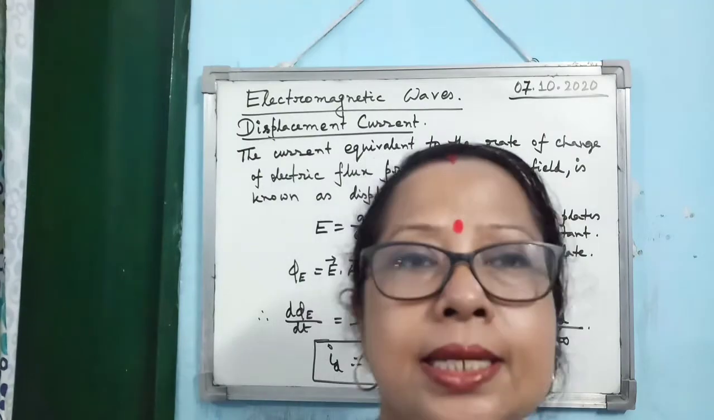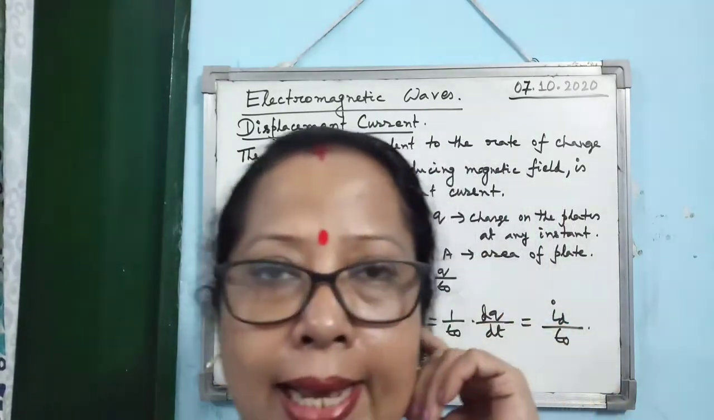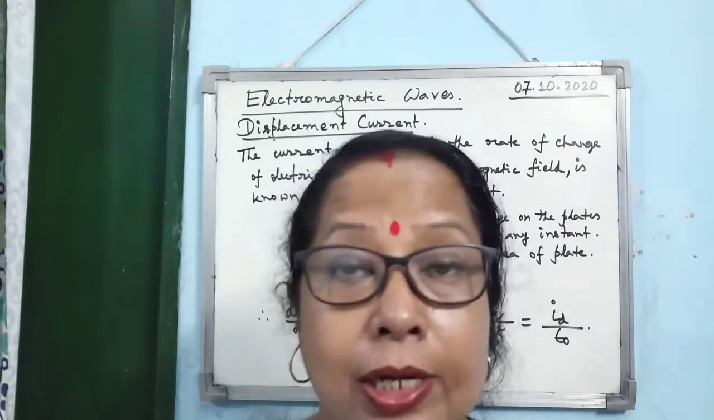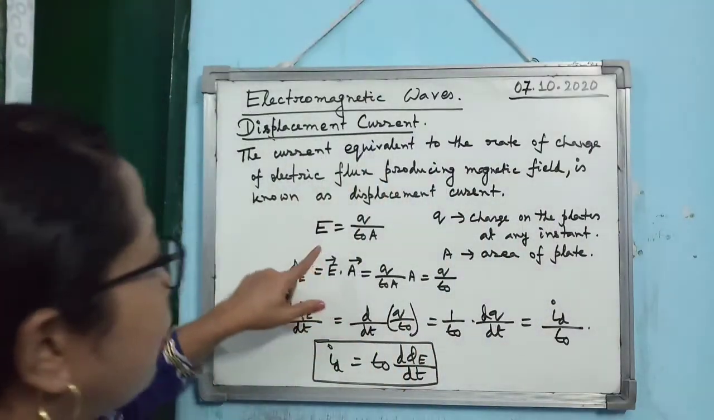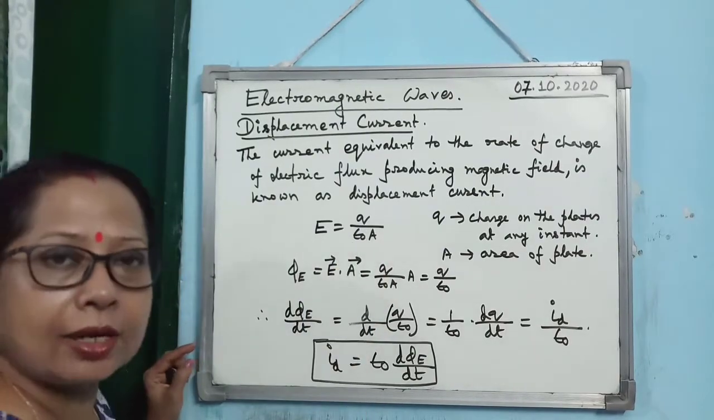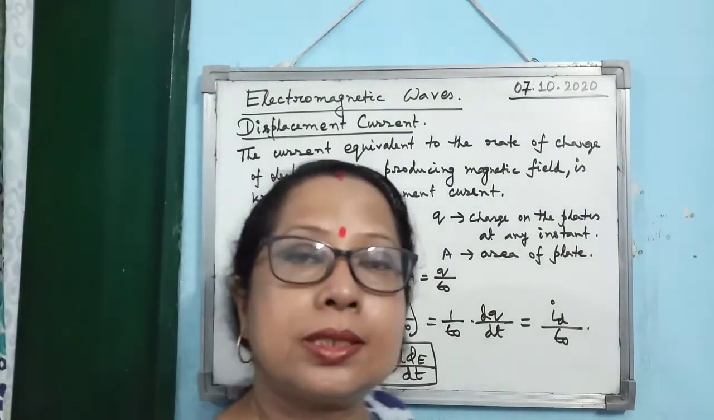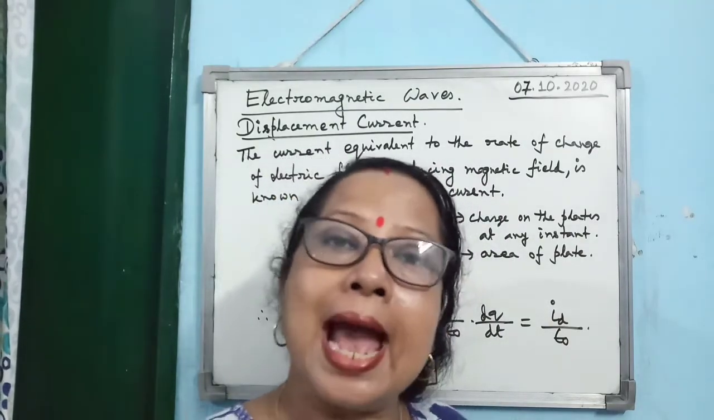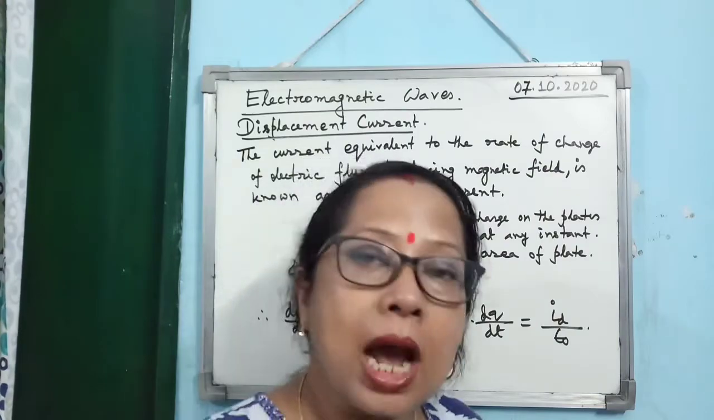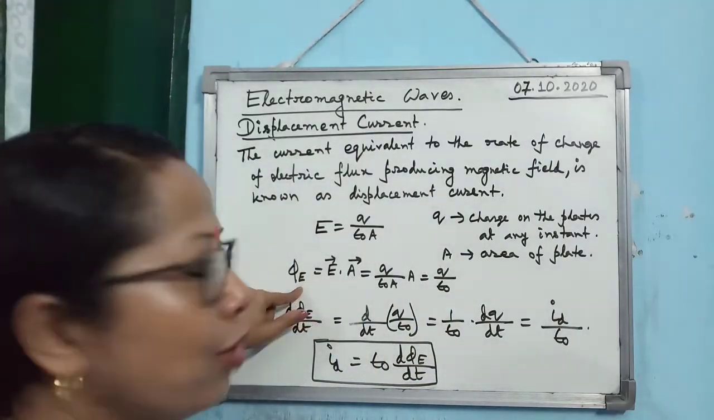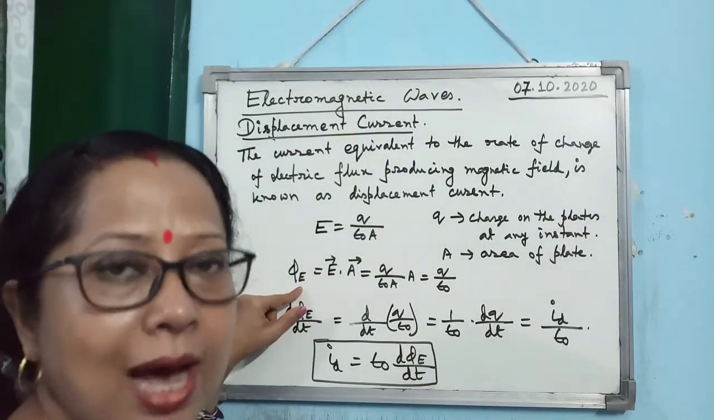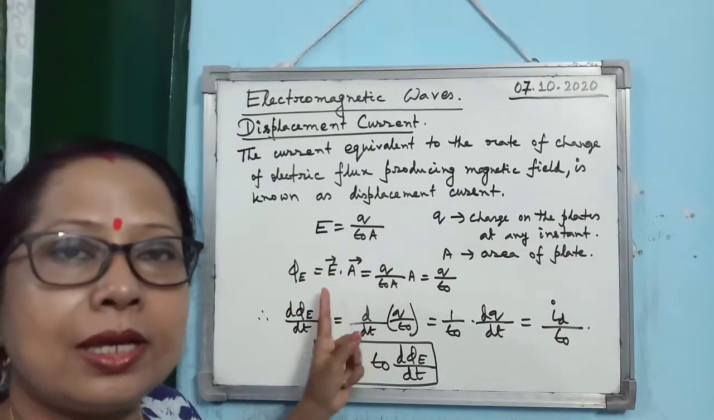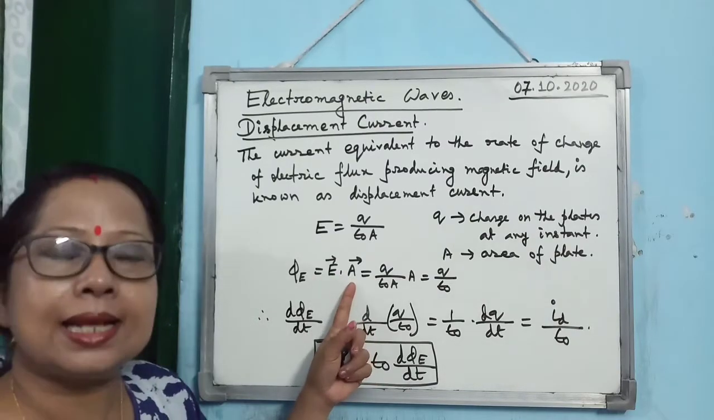Now if you consider the plates of the capacitor, then between the plates we know that a uniform electric field is produced. And what is the electric field given by? Q by epsilon naught A. What is Q? Q is the amount of charge present on the plate at any instant of time, and A is the area of the plate. Now you know phi E, the electric flux within the plates. How can you get it? You know flux is given by E dot A.